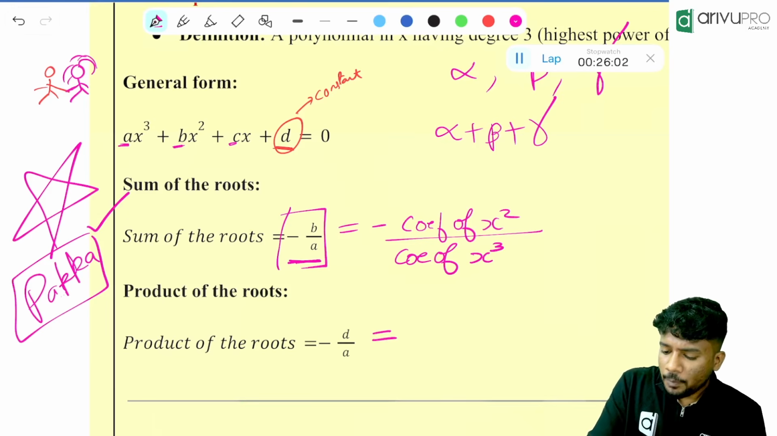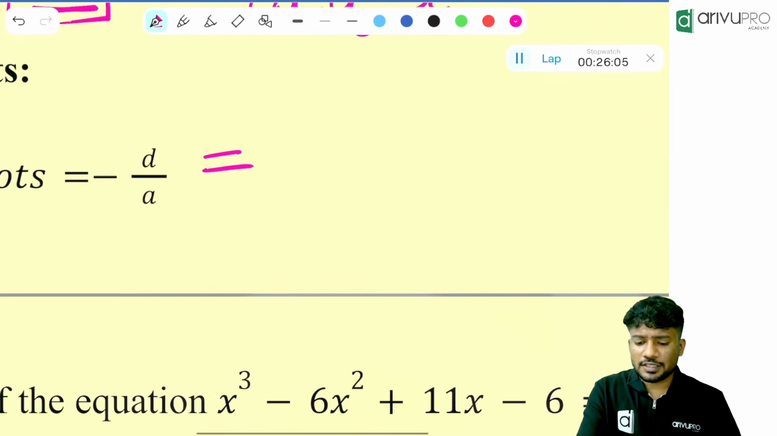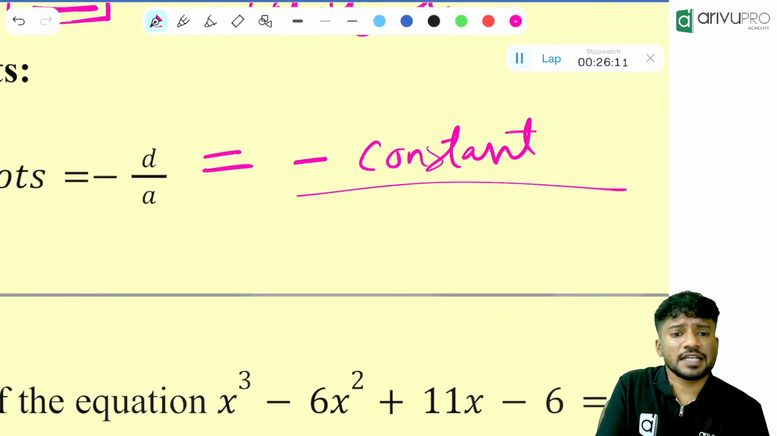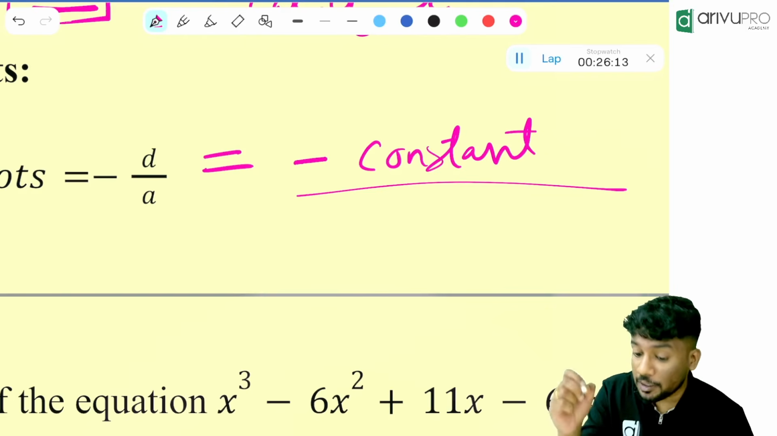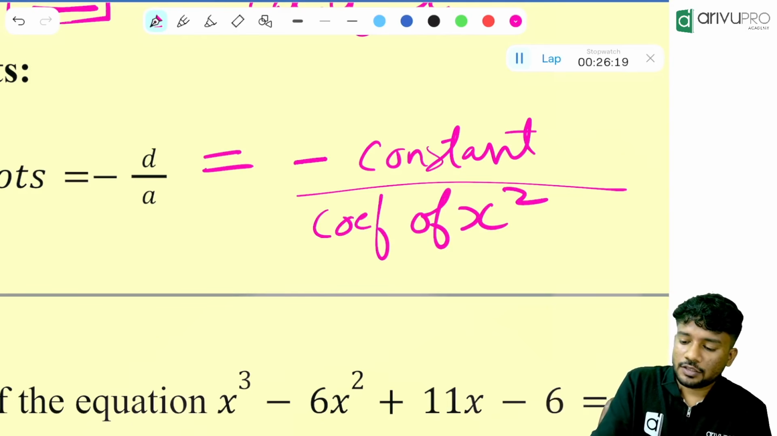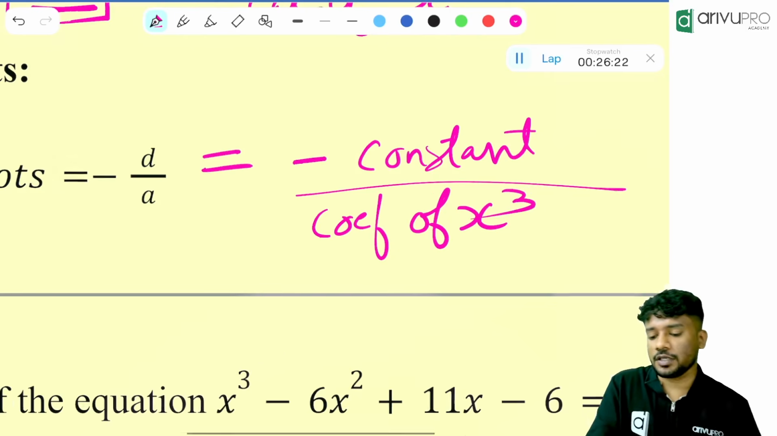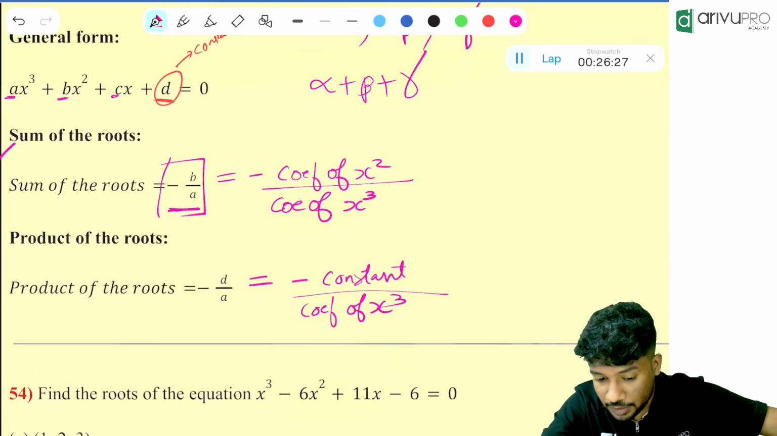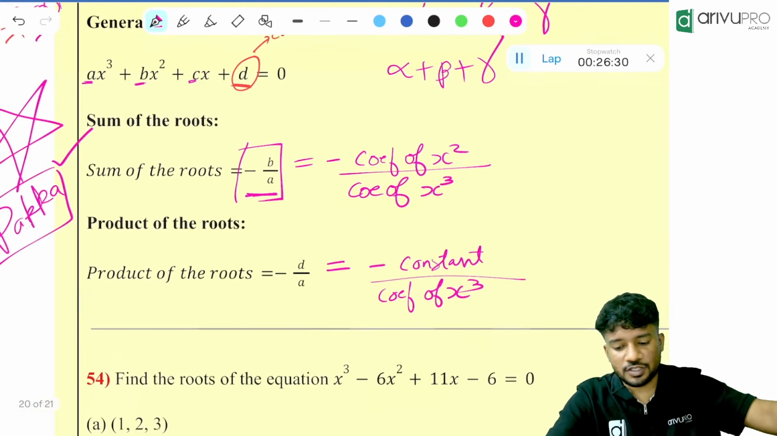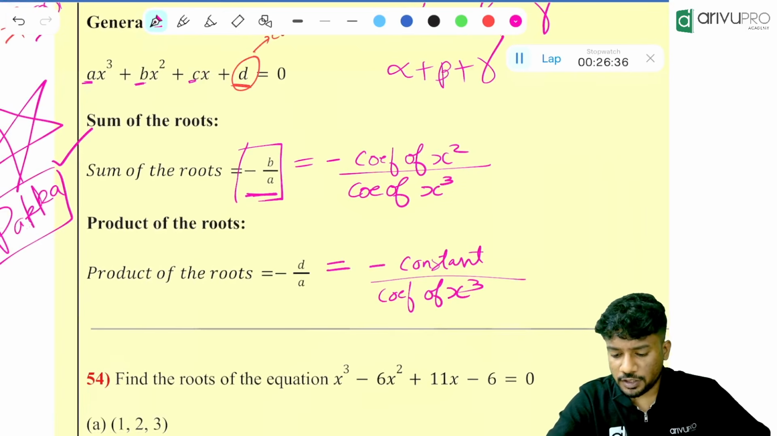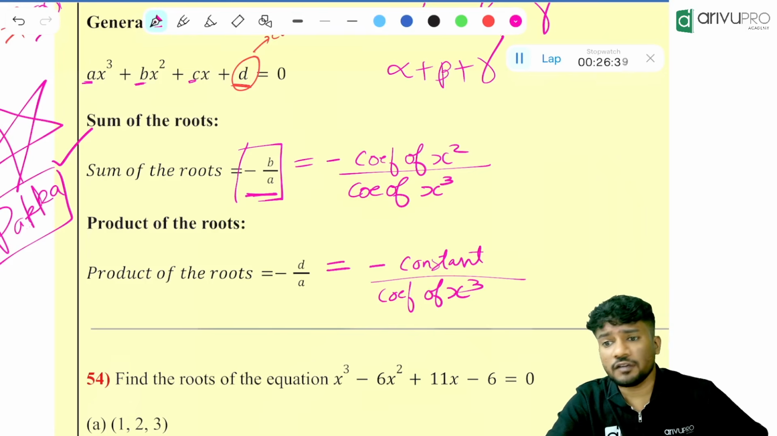Then, product of the roots is nothing but minus constant term divided by coefficient of x cube. In our quadratic equation, was there a minus sign? No. Here it is a minus sign. Minus constant term divided by coefficient of x cube. Keep a note of it. Without this, we will not be able to solve any question. Keep it in your mind. So, sum of the roots is minus coefficient of x square divided by coefficient of x cube. Then product of the roots is minus constant term divided by coefficient of x cube.